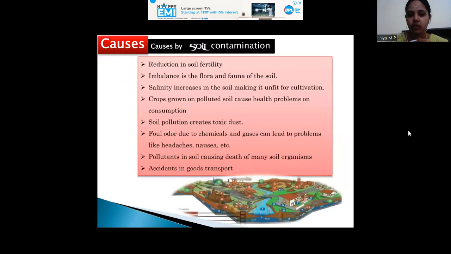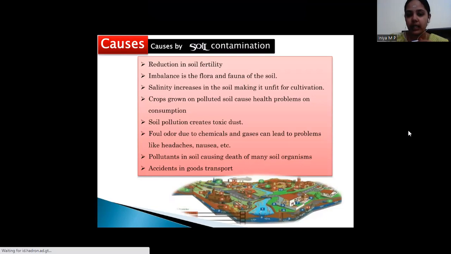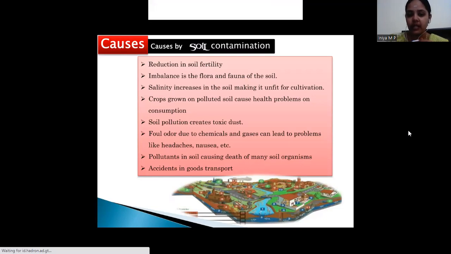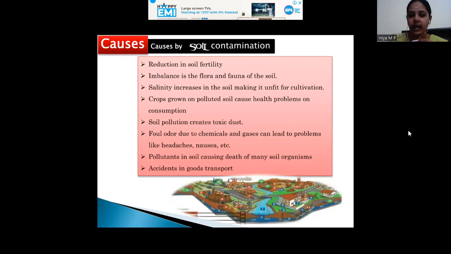Next, the effects caused by soil contamination. Reduction in soil fertility, imbalances in the flora and fauna of the soil. Salinity increases in the soil, making it unfit for cultivation. Next, the crops grown on polluted soil cause health problems on consumption. Soil pollution creates a toxic dust. Foul odor due to the chemicals and gases can lead to problems like headaches, nausea, etc. Then pollution in soil causing death of many soil organisms. Then accidents in goods transport.